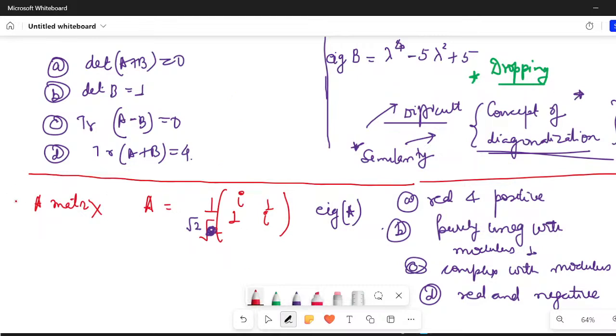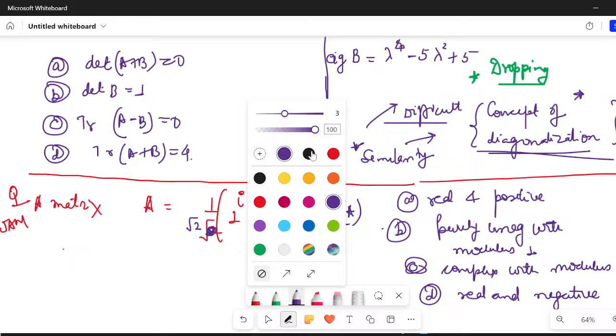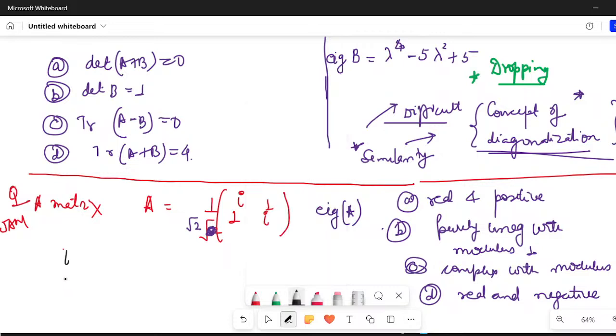Okay, so this question was asked in your JAM exam. Try to do this. If you try to find the eigenvalues, the question is about what will be the nature of the eigenvalue: whether it will be real and positive, purely imaginary with modulus 1, complex with modulus 1, or real and negative. If I try to find the eigenvalue equation, let us always remember what mistake students make: they don't take this 1 upon iota inside. Please take 1 upon iota inside, otherwise you'll get a wrong answer.